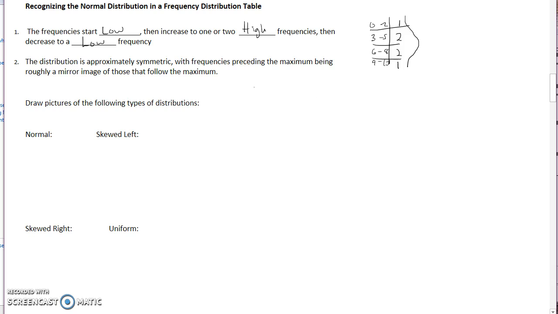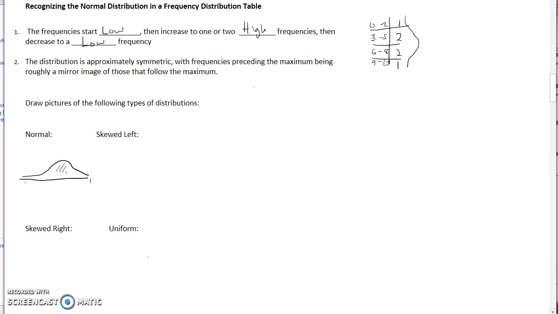Now it says draw pictures of the types of distributions. So we talked about a normal distribution. We said that looks bell-shaped. Again, we have a lot of things that are normally distributed. Heights of people are normally distributed. Again, there's some really short people, there's some really tall people, but most people's heights fall somewhere in the middle.